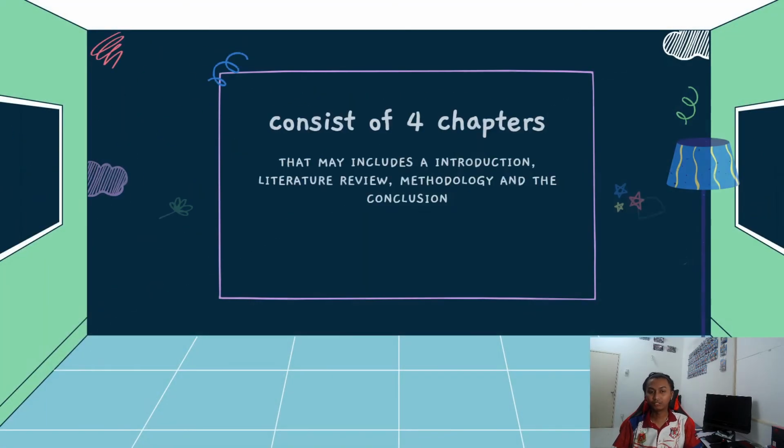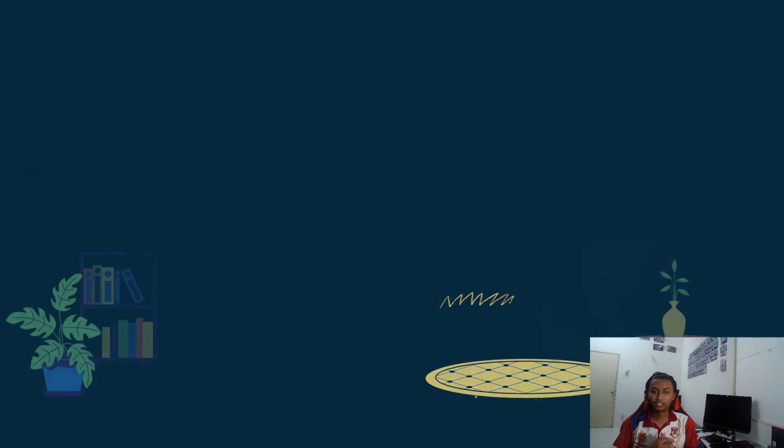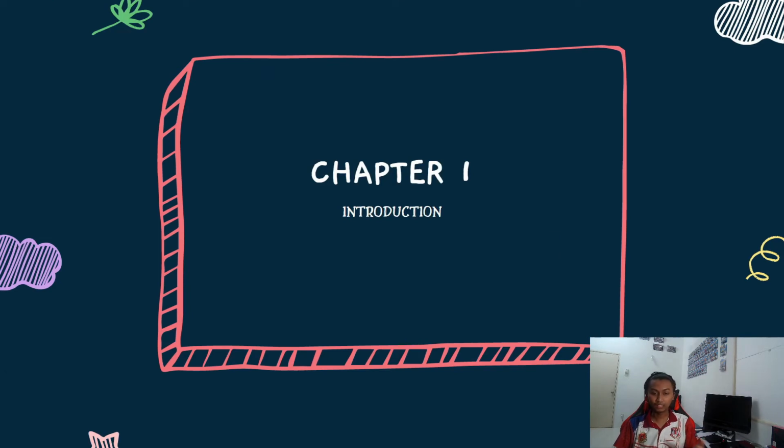So next, we're going to proceed to the four chapters that will be presented. The report and the presentation will consist of four chapters, which include introduction, literature review, methodology, and the conclusion. The introduction will be explained as chapter 1, chapter 2 is literature review, chapter 3 is methodology, and chapter 4 is conclusions. We're going to proceed to chapter 1, the introduction, which will be explained by me, Muhammad Azmi bin Bakar.